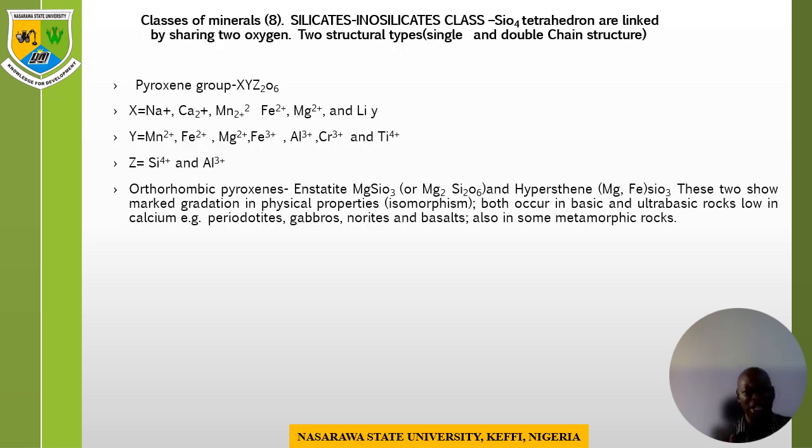The inosilicate minerals. The silicates under this group are linked by sharing two structural types, single and double chain, as illustrated. The orthorhombic pyroxenes show gradual variation in physical properties, as uniformity. Both occur in basic and ultrabasic rocks, low in calcium, and then peridotite, gabbro, literal basalt, also in some metamorphic rocks.